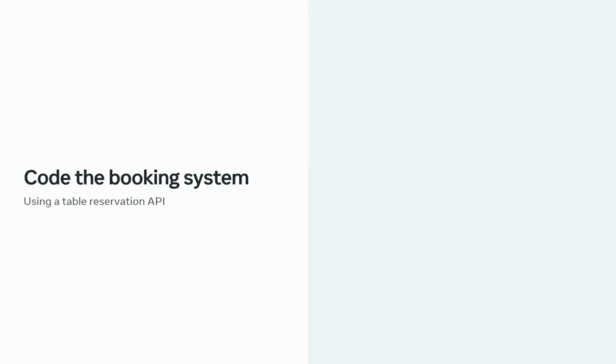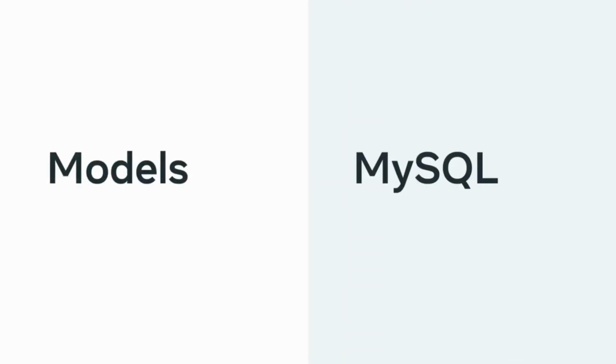Module 2 is all about the functionality of the Capstone project. Based on the database schema for the table booking system, you will code the models and API using the Django REST framework. The front end will query and interact with the table reservation API to send and retrieve data from a MySQL database. You will consolidate your knowledge about databases and models to work with the MySQL database.